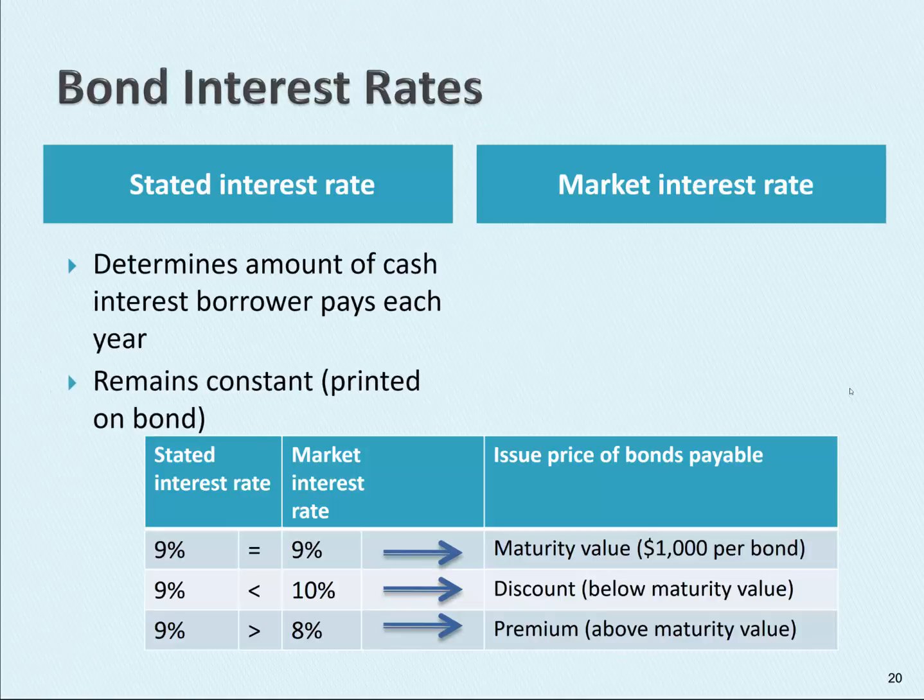The stated interest rate determines the amount of cash interest the borrower pays each year. The stated interest rate is printed on the bond and does not change from year to year.